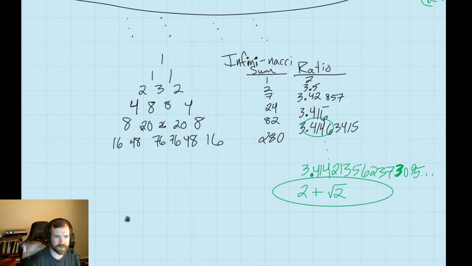But yeah, going out to some ridiculous number of decimal places, it converges to 2 plus the square root of 2. I have confirmed that.